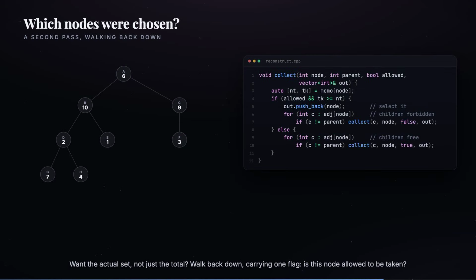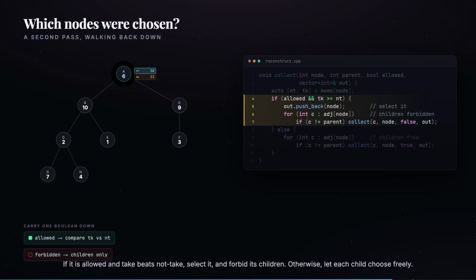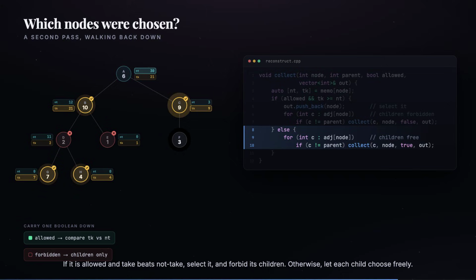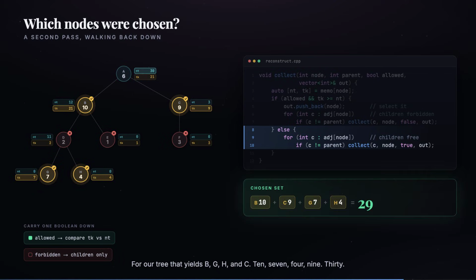Want the actual set, not just the total? Walk back down, carrying one flag. Is this node allowed to be taken? If it is allowed and take beats not take, select it and forbid its children. Otherwise, let each child choose freely. For our tree that yields B, G, H and C, 10, 7, 4, 9, 30.